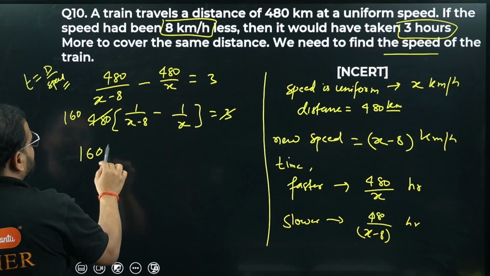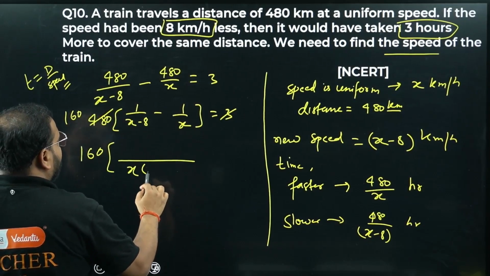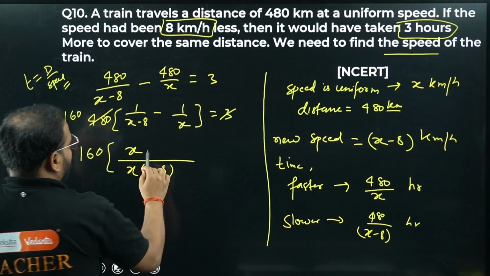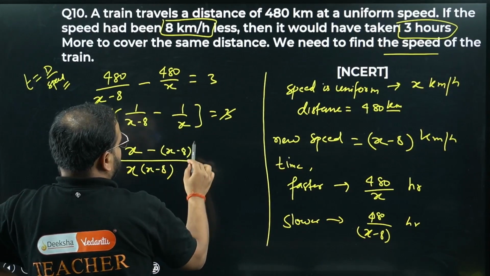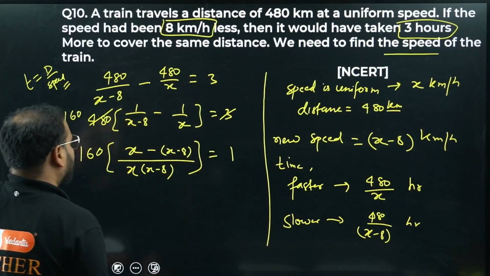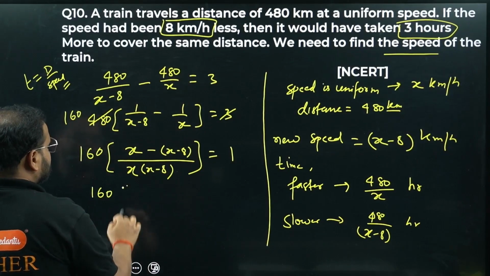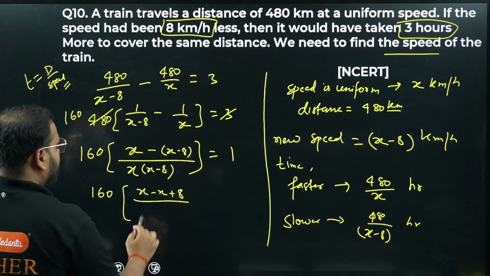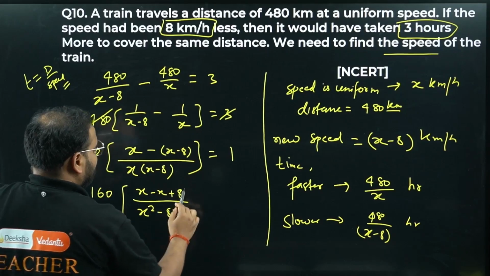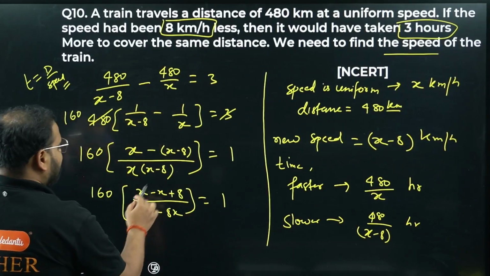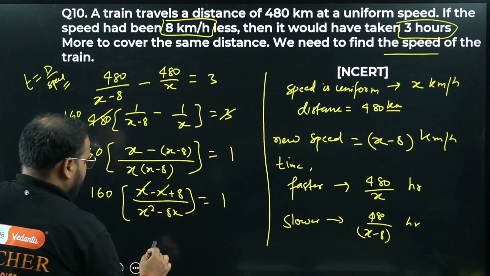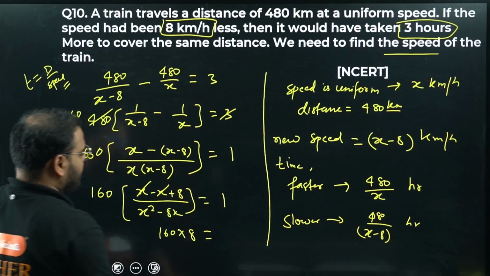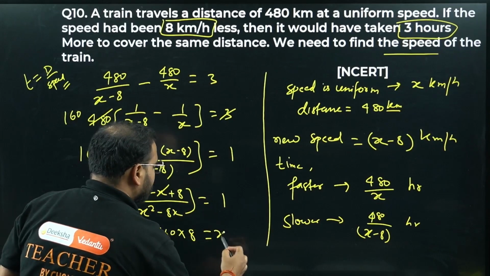What do I have? 160 times of, take the LCM here, x minus 8 times x. Making equivalent fractions, I get x here, and minus times of x minus 8. Open the bracket, please. I get x minus x plus 8 upon x square minus 8x equals 1. x and x cancel. So I'm getting 160 times 8 equals, cross multiply, x square minus 8x on this side.